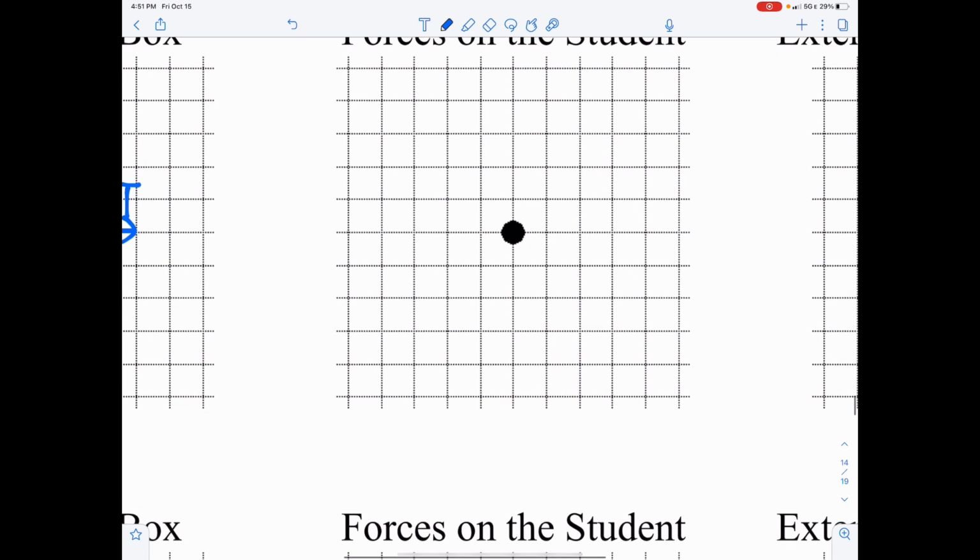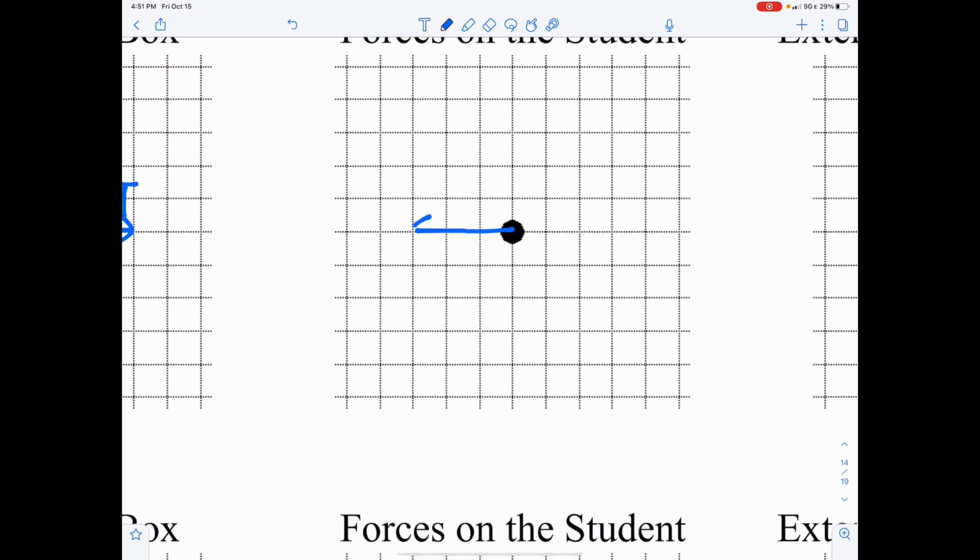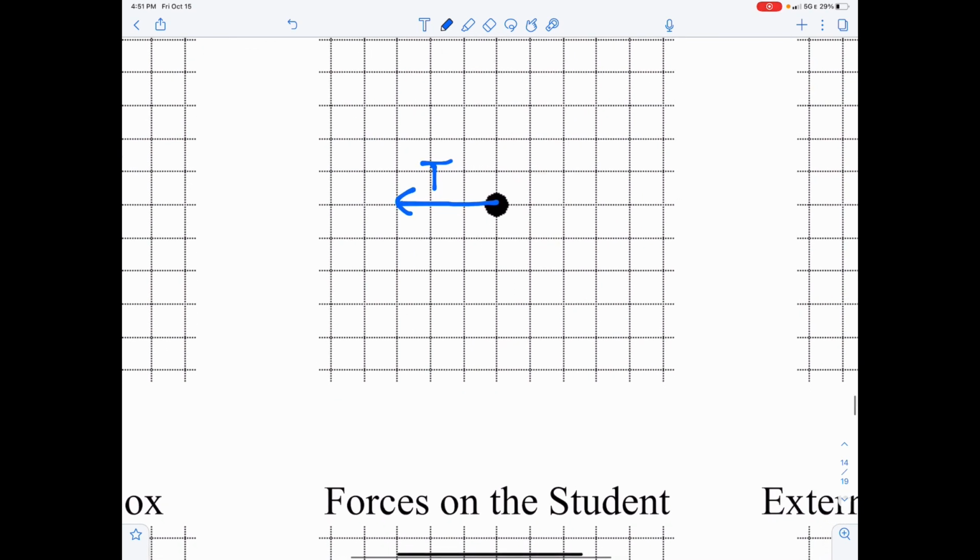Now the force on the student, however, you've got the same tension force pointing in the opposite direction, this time acting on the student. You've got a force of friction just a little longer than the tension because the system is accelerating. And you have the same weight and normal force as you do the box, so this is the weight of the student and the normal force of the student.